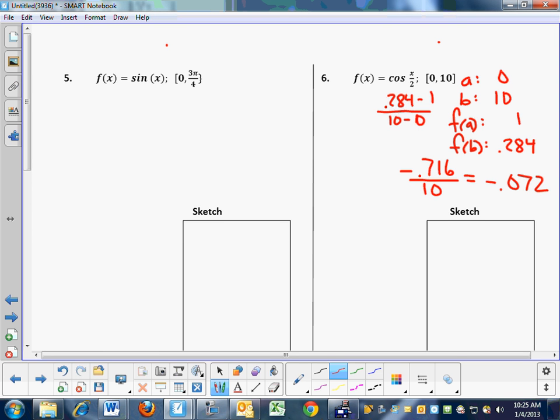And the mean value theorem says there must be a point on the graph where you have an instantaneous rate of change equal to that average rate of change. So I have to take the derivative of that. If you need more space, attach a separate sheet of paper. I'm going to work in a little bit bigger space here.